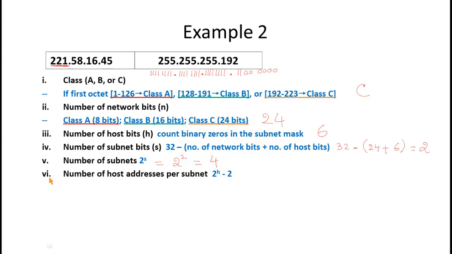And the sixth point is the number of host addresses per subnet, 2 raised to the power host bits. So 2 raised to the power 6 minus 2, so it is 62. See, in number 5 we calculated that there will be 4 subnetworks in this network, and each subnetwork will have 62 hosts.